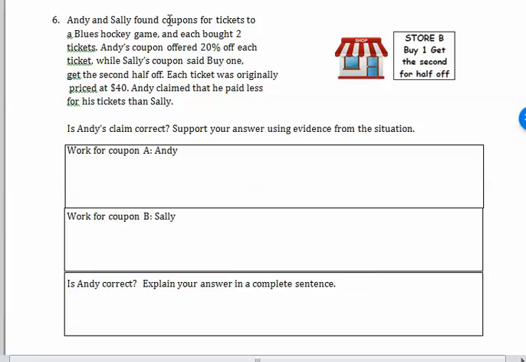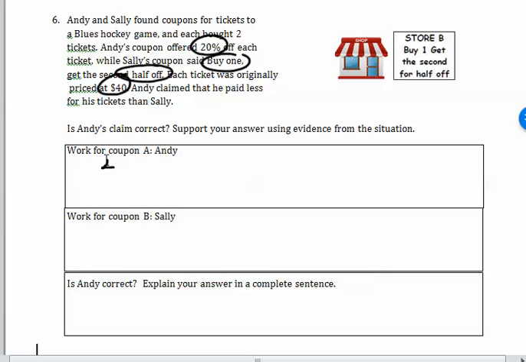Okay, so in this one, Andy and Sally found coupons for tickets to a Blues game. Each bought 2 tickets. Andy got a coupon for 20% off each ticket, while Sally had buy one, get the second one half off. Each ticket was $40. Andy claimed that he paid less for his tickets than Sally. So is he right? So let's look at Andy's work.